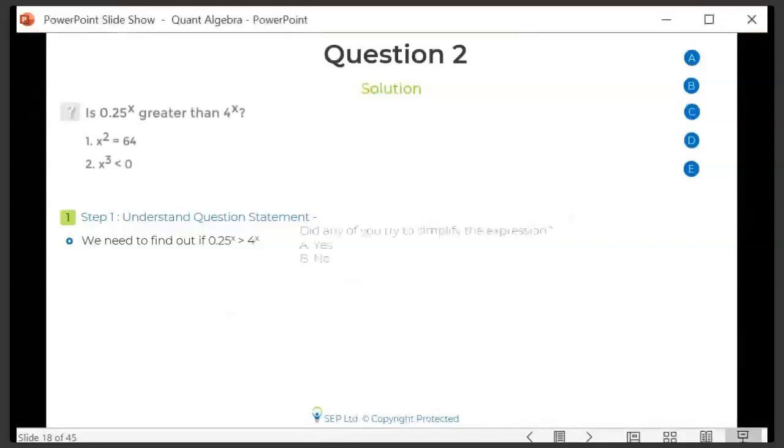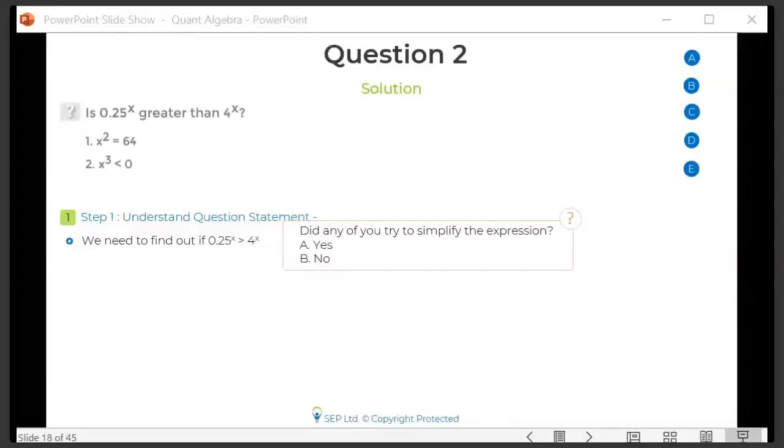Now, did any of you actually try to simplify the expression? Please, once again, bring up the poll. Please mark yes if you try to simplify the expression. When I say simplify, you simplified it before moving to these statements. Before moving to these statements, you simplified it and then moved on to these statements. If you did not, you can please mark no, that's totally okay. Okay, I can see it's a 50-50 split here. Okay, fine. So some of you did it, some of you did not.